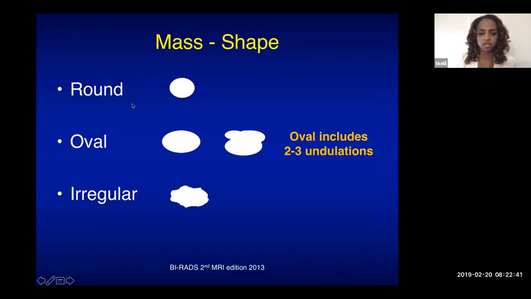So the next thing you want to describe is the shape of the mass. It could either be round, which is spherical, or oval, which is elliptical or egg-shaped. Or if it has a gentle 2 to 3 undulations, you can also include that under oval. If it's neither round or oval, then it is going to be described as irregular. And here's an example of what that might look like.